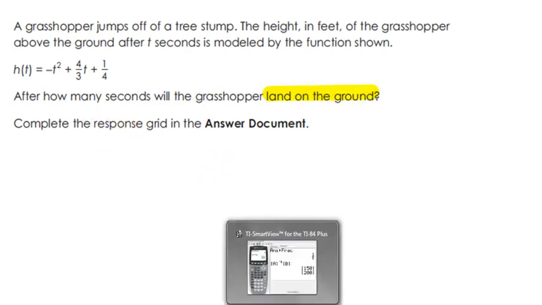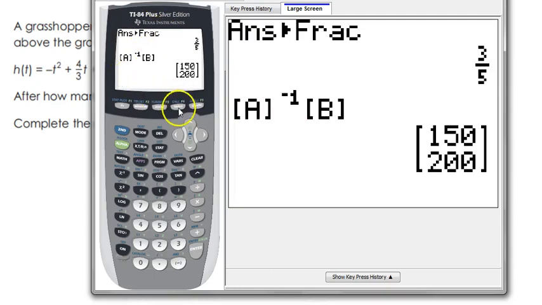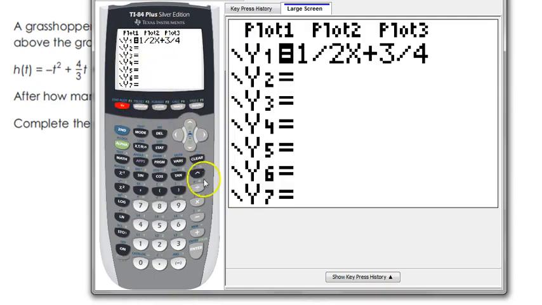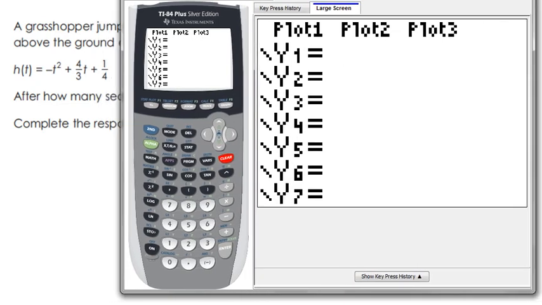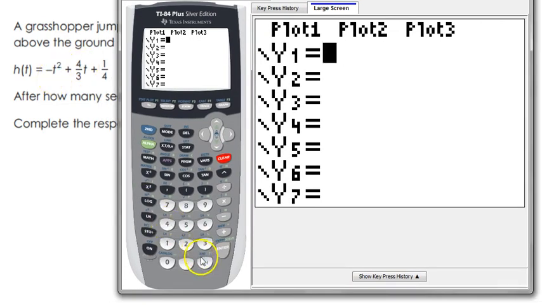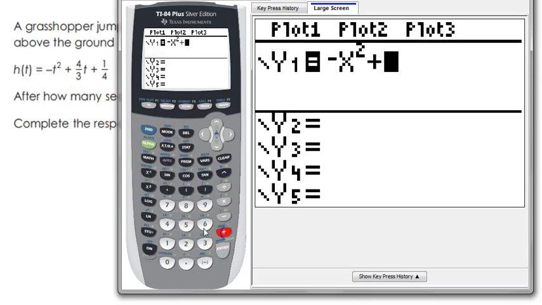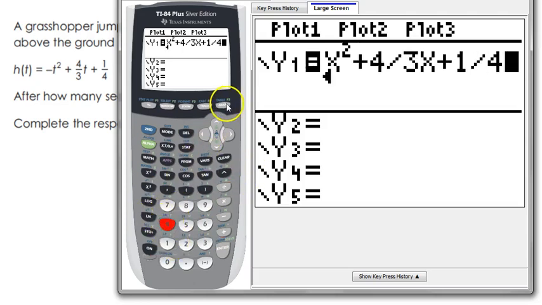Okay, so we're going to come to our calculator. We're going to go y equals, clear out whatever we had in there before. And then we need to put this in. So negative, and instead of t, we just have x to the second power, plus 4/3, use your division for your fraction, 4/3 x, plus 1/4. And then we're going to hit graph.